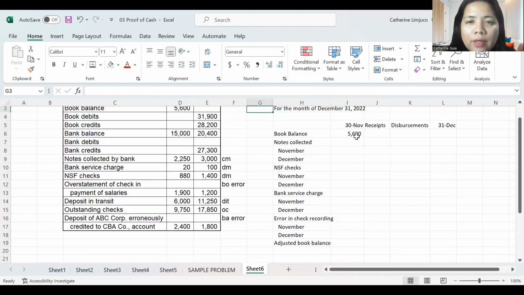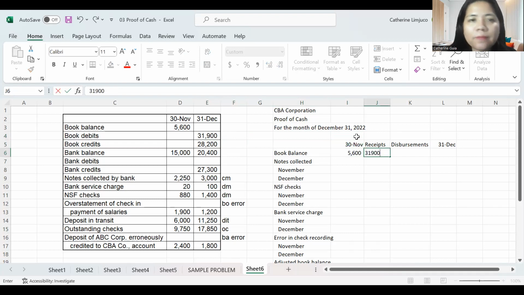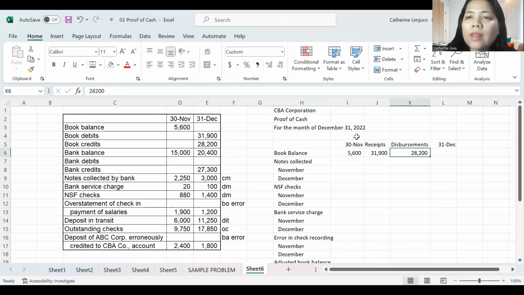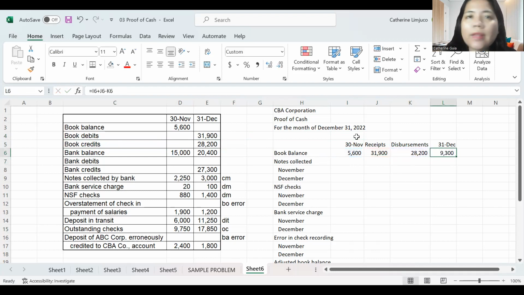Okay, so we will just transfer. For notes collected, we have here book debit. So we will transfer it to our receipts, 31,900. And the book credits, which is actually the disbursements, 28,200. So we can get the ending, or December 31, book balance. We have the November 30 balance, which is the beginning balance for December, plus receipts and minus disbursements. So our ending is actually 9,300.